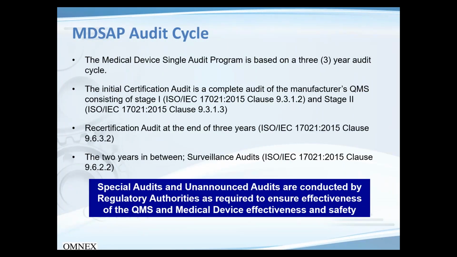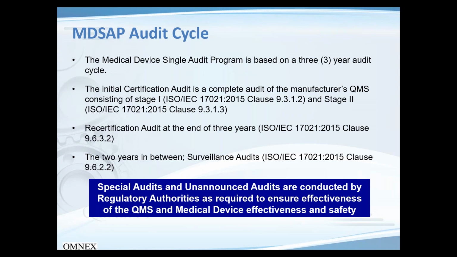The audit cycle: how long is the certificate worth? That's very similar to any other QMS audits. The certificate is worth a 3-year audit cycle, and the initial certification audit is a complete audit of the manufacturer's quality management system. It consists of the same as any other certification audit, stage 1 and stage 2 audit, and the governing documents there are ISO IEC 17021, 2015 different classes. Stage 1 and stage 2 are conducted according to those requirements.